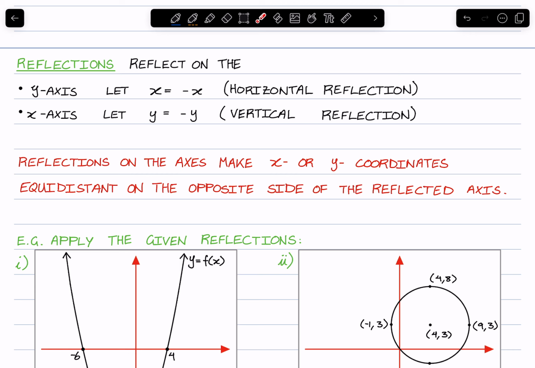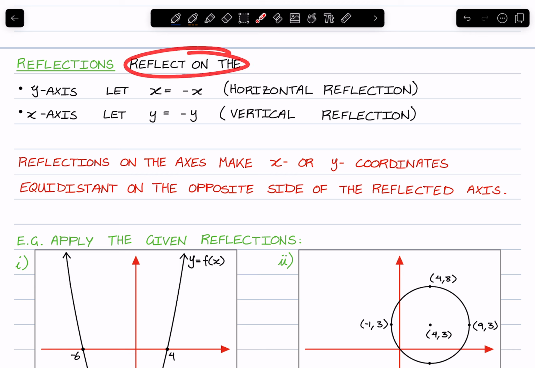I want you to start thinking about this as, rather than a reflection on the x-axis, think of it as a horizontal reflection. That way it's easier to remember that x is horizontal, left and right. So this is a horizontal reflection.